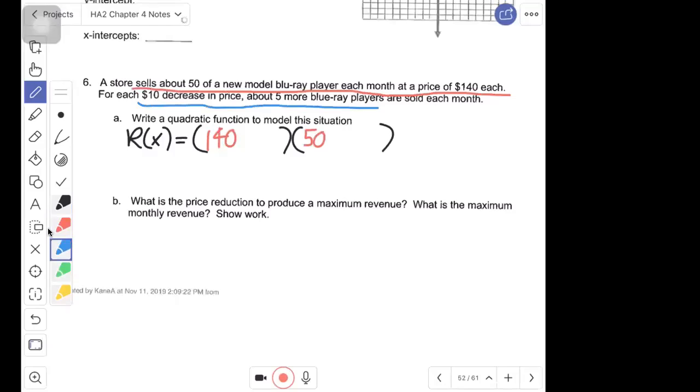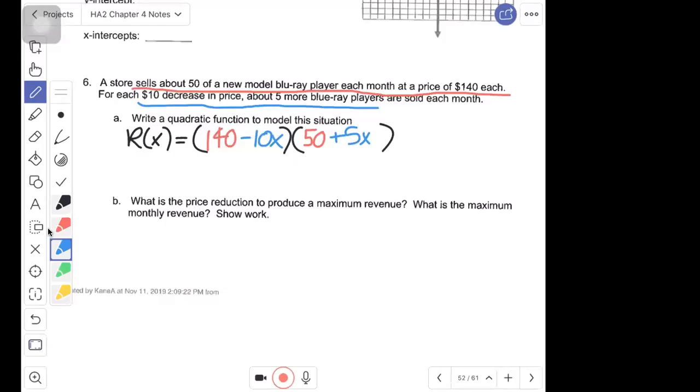Alyssa, what should we add to the price or subtract? What should change to that 140? You should subtract 10x. Exactly. And what about after the 50? What's happening to the number of Blu-ray players sold? You would add 5x. Yeah. Awesome. And then we know what to do from there. We FOIL, find the vertex, and they're asking questions about the revenue and what we should change. So I'll let you finish this one on your own. I wanted to set it up with you, just another example, same way of how we did it in class.